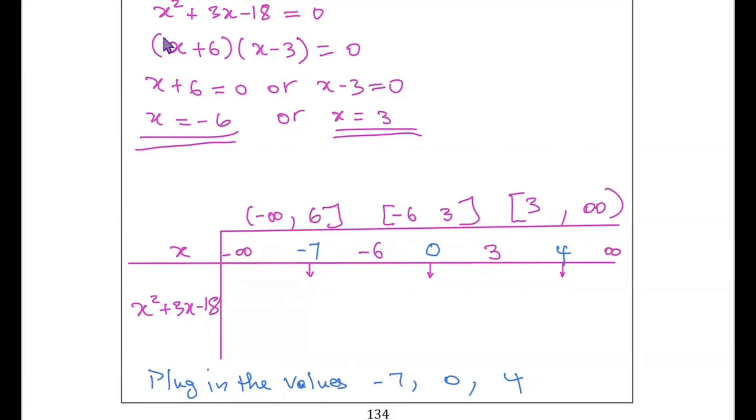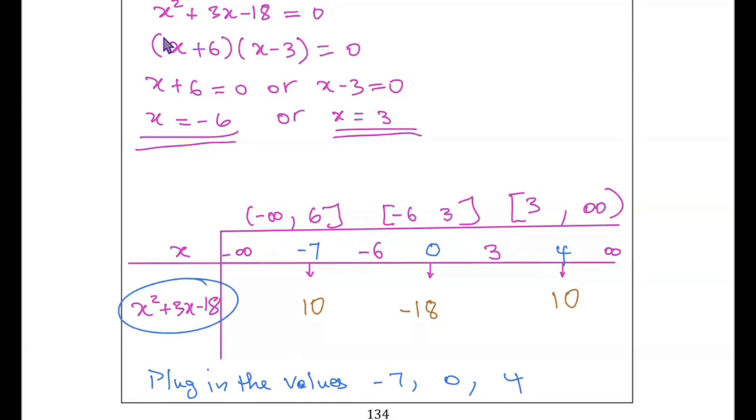So for negative 7, when you plug negative 7 into x squared plus 3x minus 18, you get positive 10. For 0, when you plug it in, it's negative 18. And when you plug in 4, you get a positive 10. Now, let's see what we get here, because those values will indicate the sign of the expression x squared plus 3x minus 18 over each given interval.